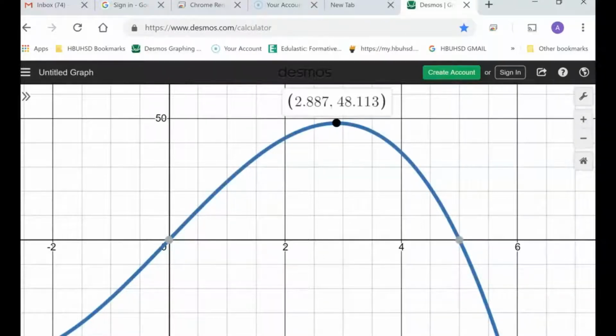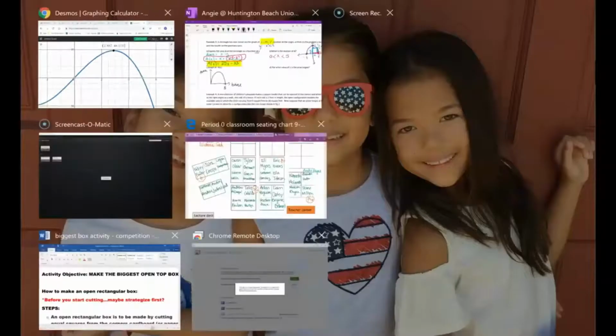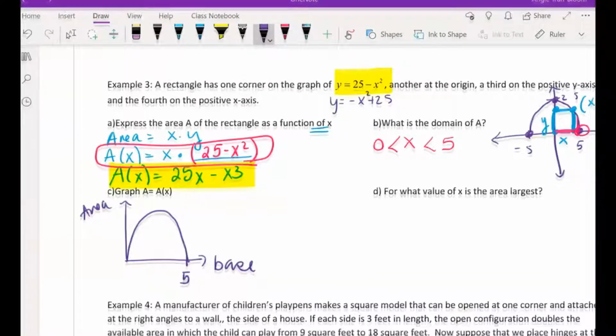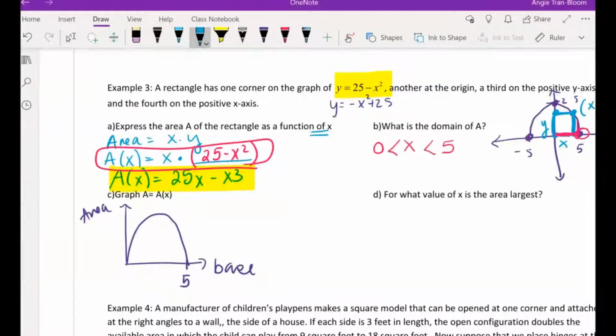So based on this, as you can see, it is 2.887, 48.113. We will take this back and we'll write that in our answer or notes. Now when you get a point from your calculator or your decimals, make sure you know what it stands for. So we saw a point of 2.887, 48.113. This is X, this is Y coordinate, but Y in our application is talking about the largest area.